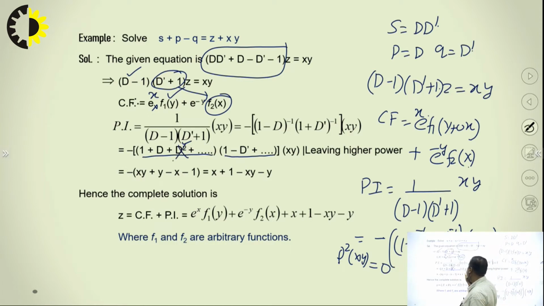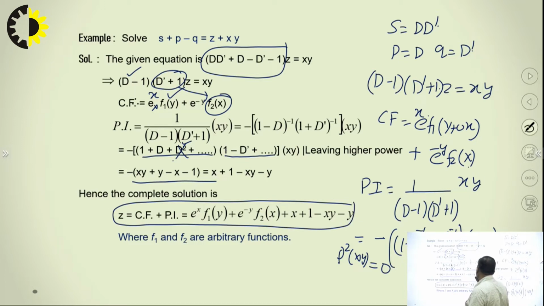यहां से आप देखेंगे तो यहां से देगा 1 प्लस डी माइनस डी डैश माइनस 1, that becomes minus xy plus y minus x minus 1, and that becomes x plus 1 minus xy minus y. So complete solution becomes z is equal to CF plus PI, and CF is taken as upper side and PI is just calculated, and we write the solution of e की power x f1y plus e की power minus x f2y equal to f2x plus 1 minus xy.